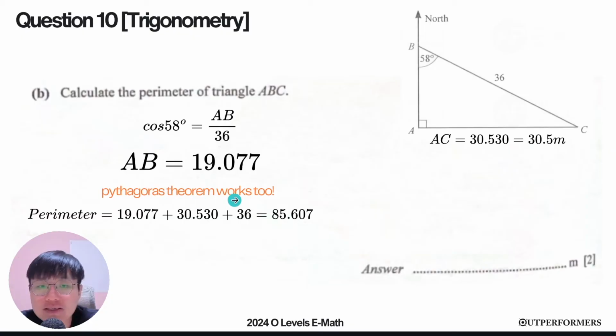So like I said over here, Pythagoras theorem can work too. So you can use these two values that you already have, do Pythagoras theorem to find the length of AB, and you will be able to get 85.6 meters for the total perimeter.